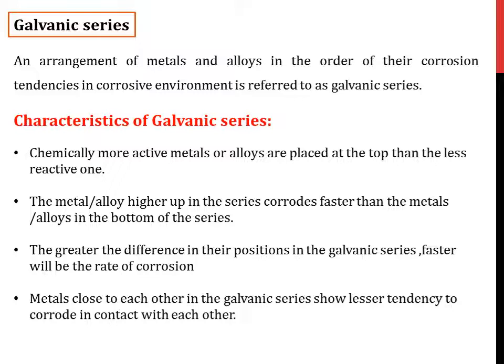And if the metals are close to each other in the galvanic series, then the tendency of a metal to undergo corrosion will be lesser. The more the gap between the metals, the more susceptible to corrosion, because the difference in potential between the metals will be more. So these are the various characteristics of the galvanic series, and its advantage in determining the corrosive nature of a metal.